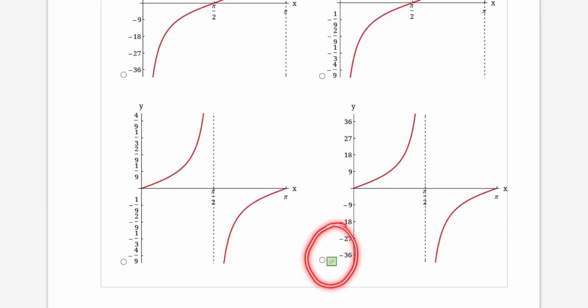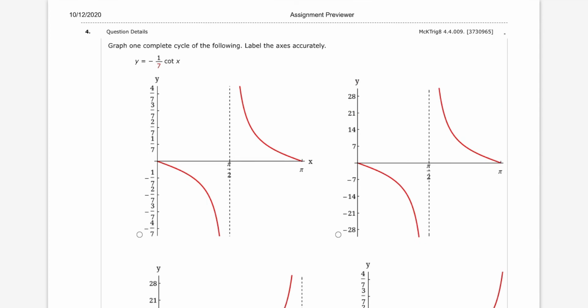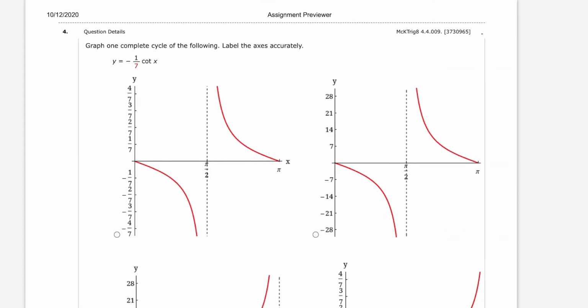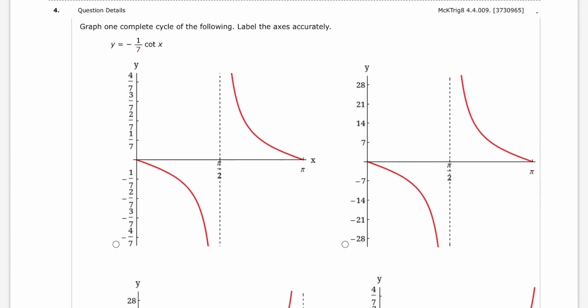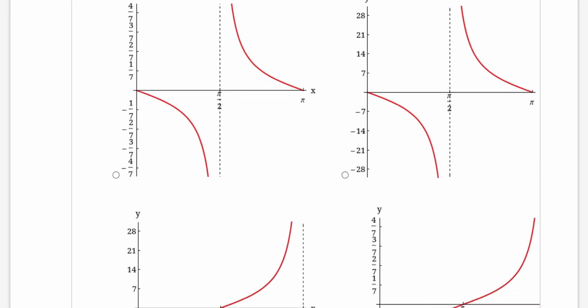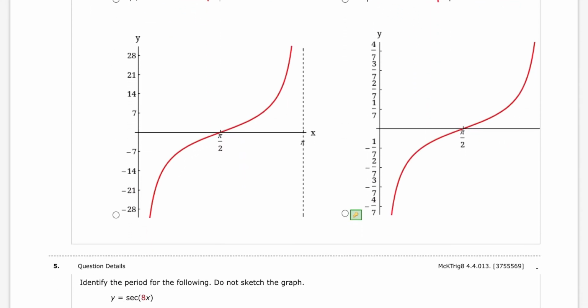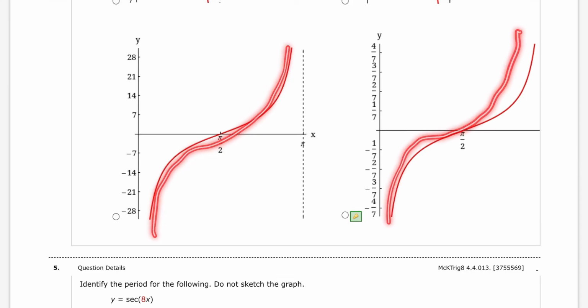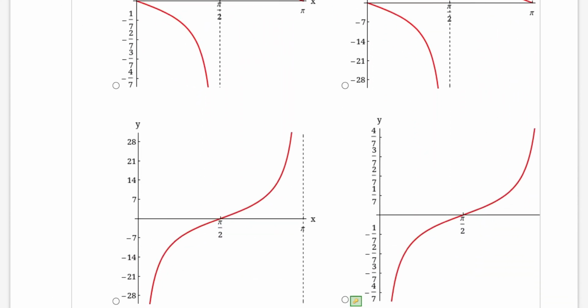All right, let's see. For this problem, we have to remember that for cotangent, the argument is between 0 and pi, and the coefficient is negative pi/7. Generally, cotangent looks like this, but because of that negative, it's going to go the opposite direction. So it's not going to look like these. It's got to look like this one or this one. And if you look at the coefficient, it's negative 1/7, so it has to be this one right there.